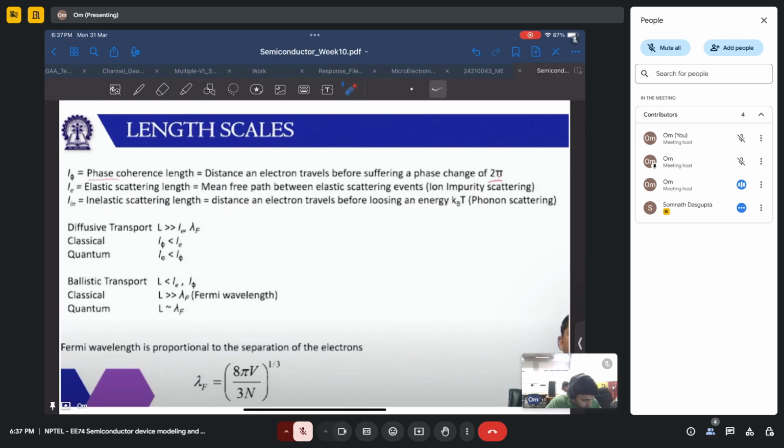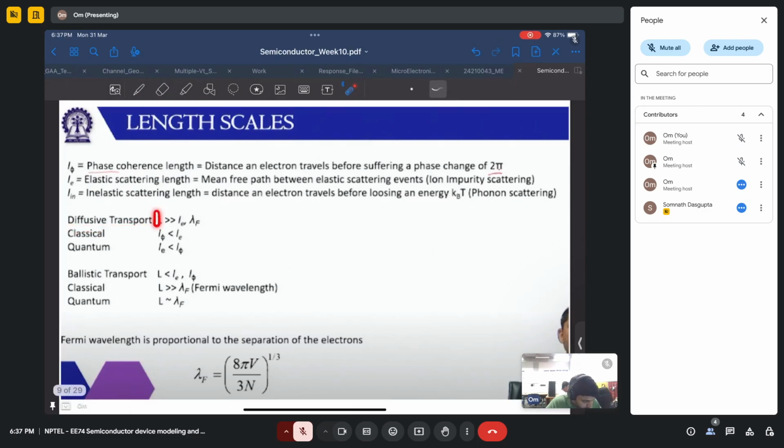So diffusive transport is when L, the gate length, your length of the channel, is much greater than your elastic scattering length and your lambda F. Lambda F is just a parameter which we call the Fermi wavelength, and it depends on the number of electrons and the volume of the channel.